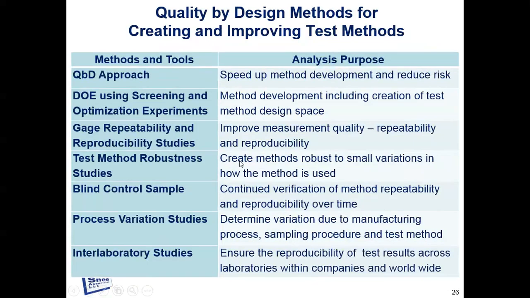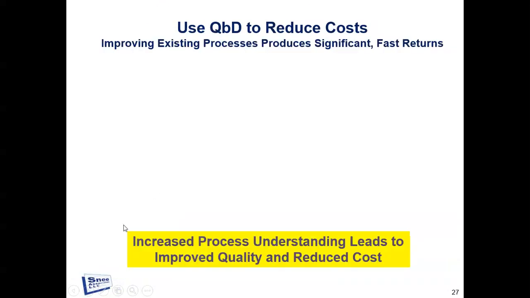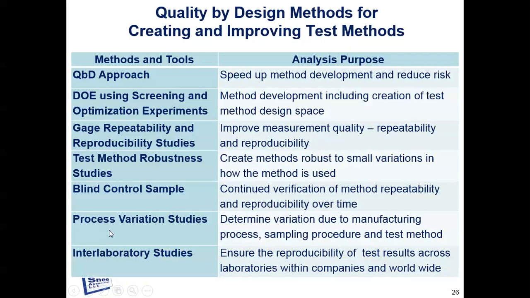Now, I won't say a whole lot about this, but I did mention earlier the importance of looking at test method development. And so this slide summarizes the various types of studies that are done in order to create and improve test methods. Things like design of experiments plays a role, gauge R&R studies, test method robustness. I just mentioned something about using blind controls to assess the stability of your process. And process variation studies, looking at not only manufacturing variation, but also sampling and test variation, and of course, interlaboratory studies.